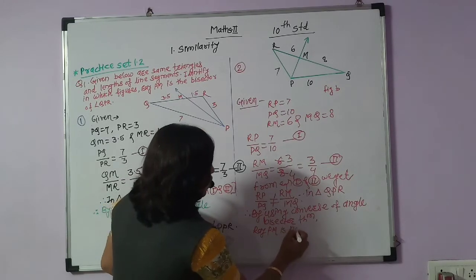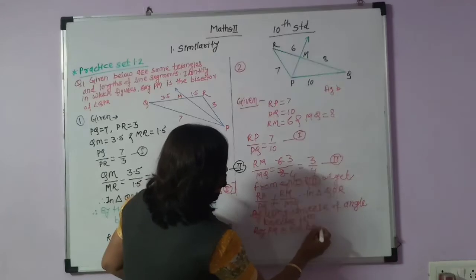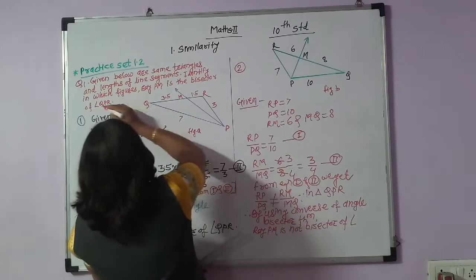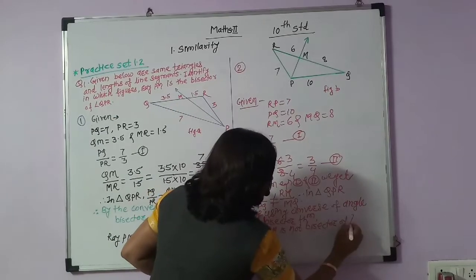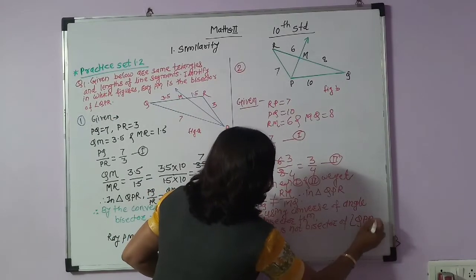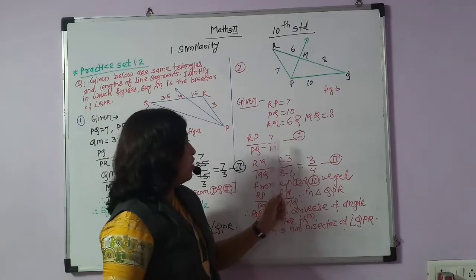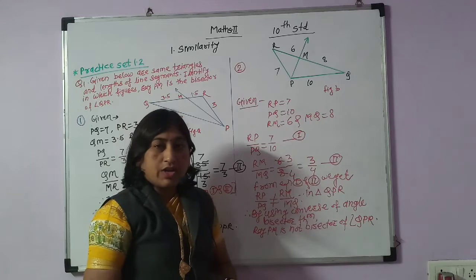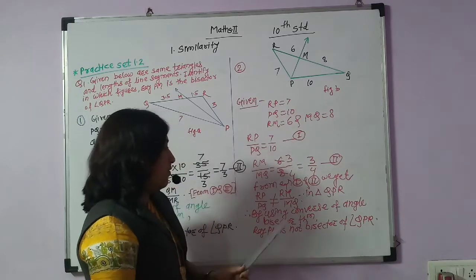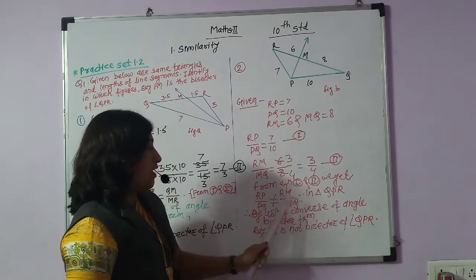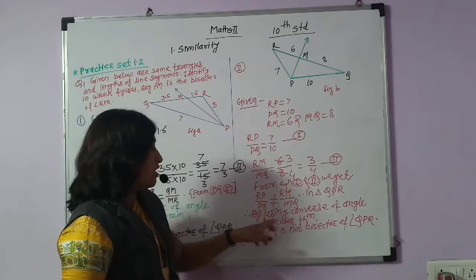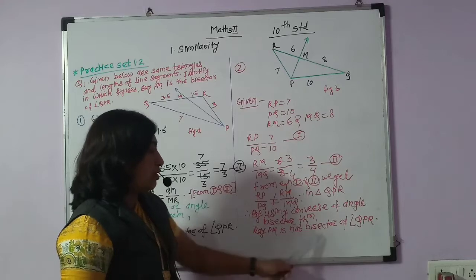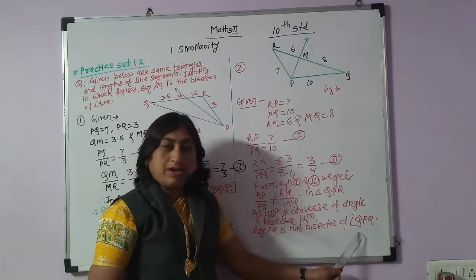Therefore, by using the angle bisector theorem, we can write here ray PM is not the bisector of angle QPR, because the values of RP upon PQ and RM upon MQ are not equal here, that is unequal. Therefore, in this triangle QPR, these values are not equal. Therefore, by using the converse of angle bisector theorem, we write here ray PM is not the bisector of angle QPR.